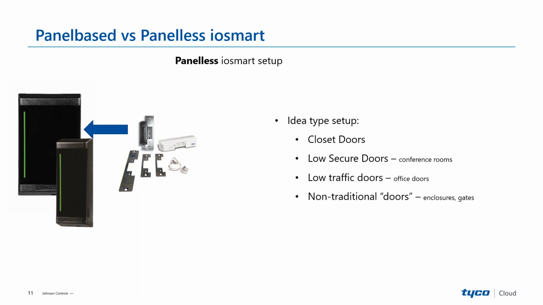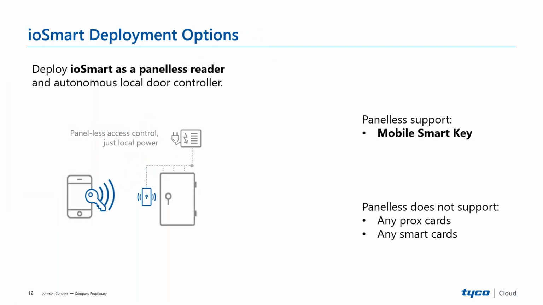With a couple of benefits, right? Far less door infrastructure because you really don't have a control panel. And two, from a security perspective, there's no local network either. So everything is handled via cloud and mobile, and the intelligence in the ioSmart reader. And we're talking about that here.